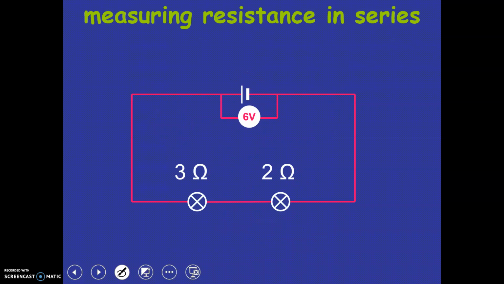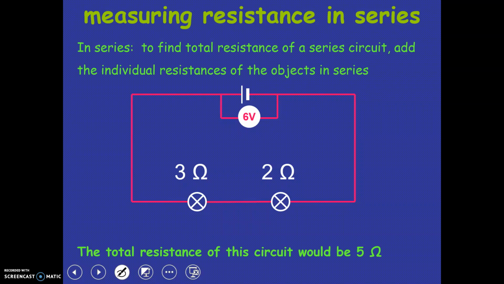And then we can measure resistance. So in a series circuit, the resistance is just going to be added together. So 3 plus 2 will give you 5 ohms of resistance. So in a series circuit, you just add them together.